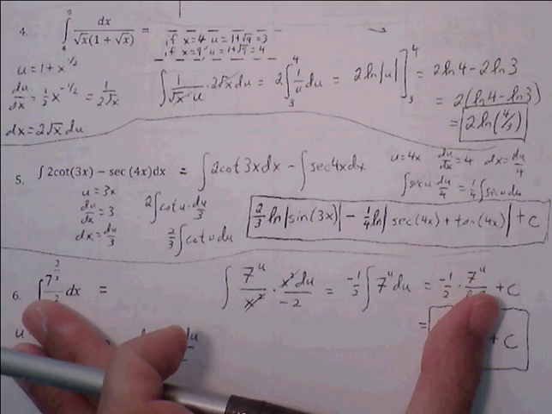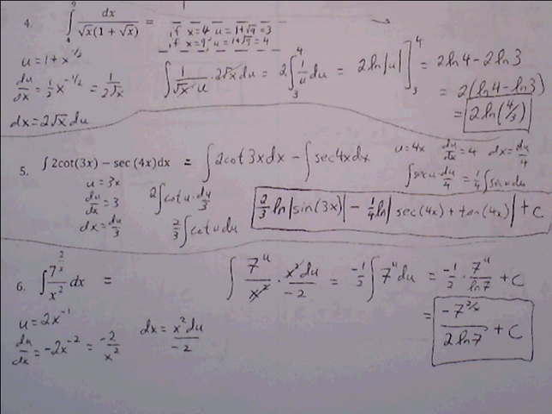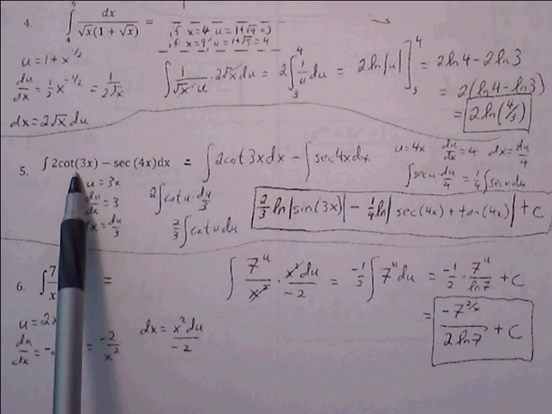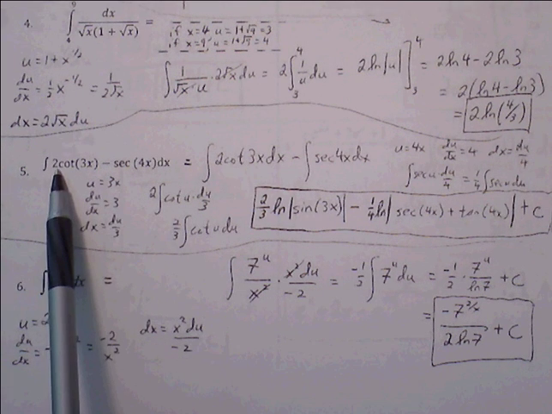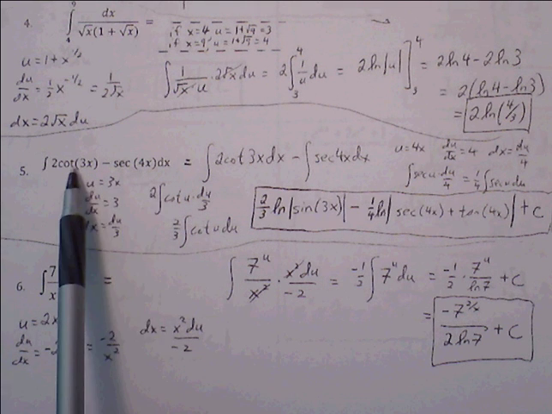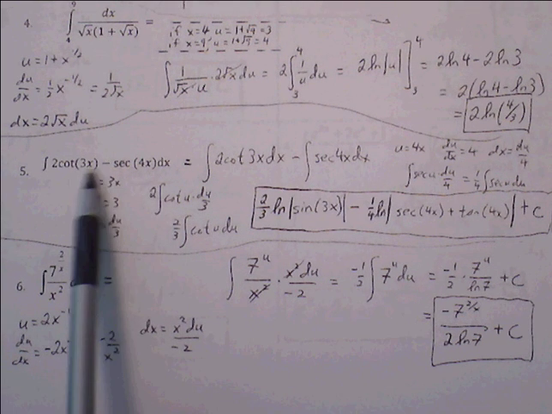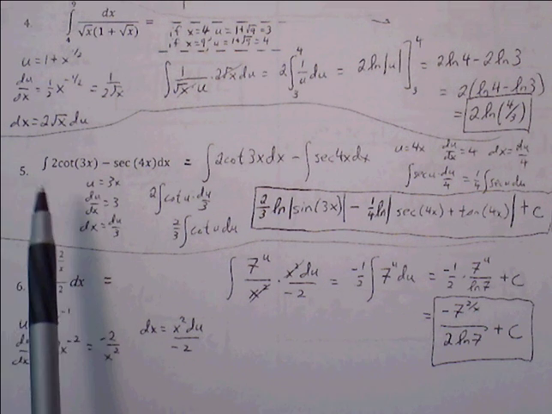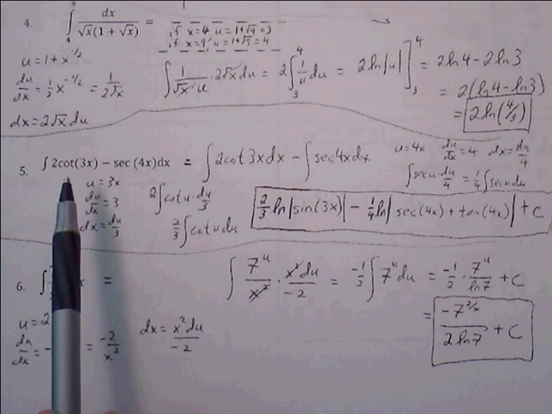All right, 5 is just recognizing integral rules that we can use here. But first, we have rules for cotangent of u. We have a rule for secant of u. But let's go through u substitution first for each of these terms. These are terms separated by plus or minus, so these are individual problems that we can treat as separate parts.